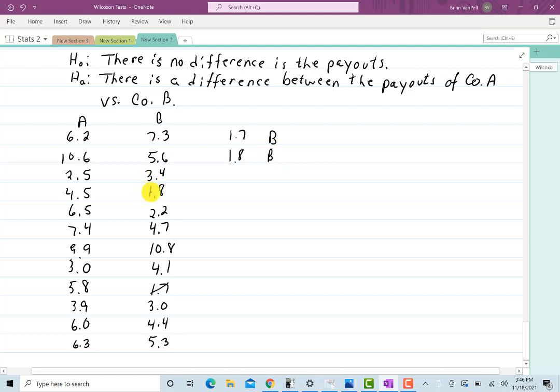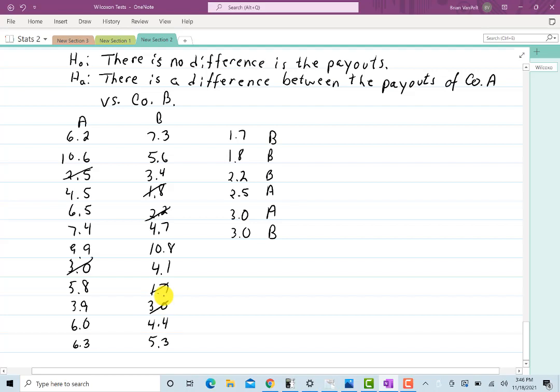That also looks like a company B. Let's see what's next. 2.2. That was a company B. And then let's scan through and see what we have next. I think I see a 2.5 here for company A. Got it. Next, I see a 3.0 for company A. And I see a 3.0 for company B. So I got that one.